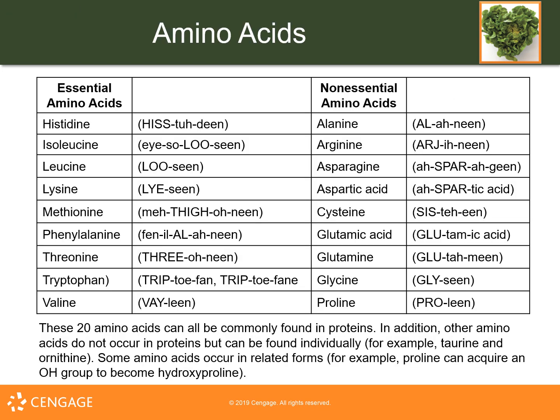Now your book lists the names of the essential amino acids and the non-essential ones. You don't have to know their actual names. I do want you to know, however, that if you ever heard of branched chain amino acids or BCAAs, they are the following essential amino acids: isoleucine, leucine, and valine. Those are different because they're branched compared to the other ones. And because they're branched, they act differently and they serve different purposes in the body.